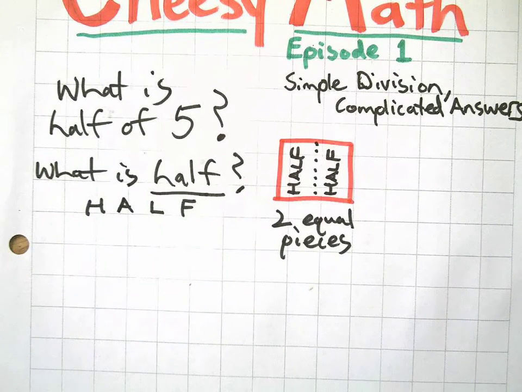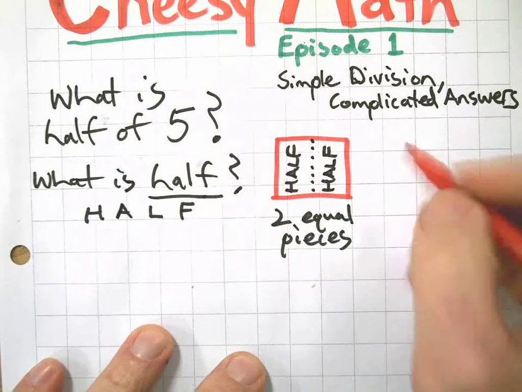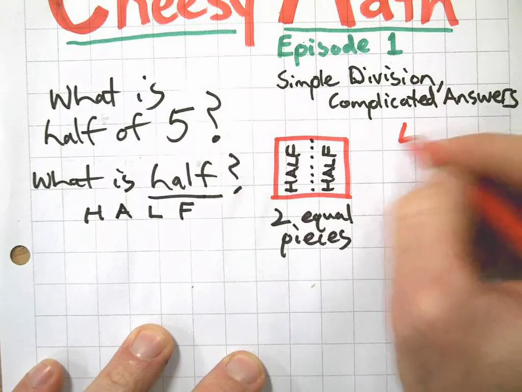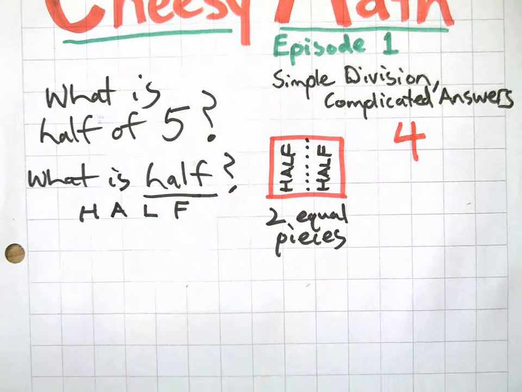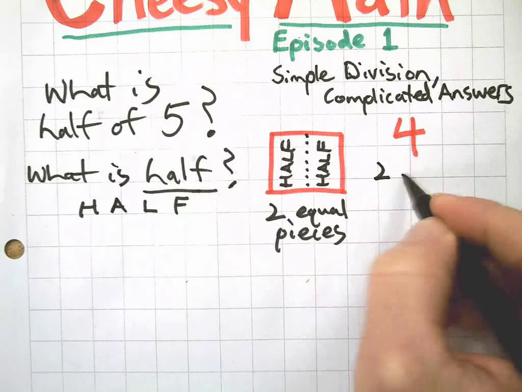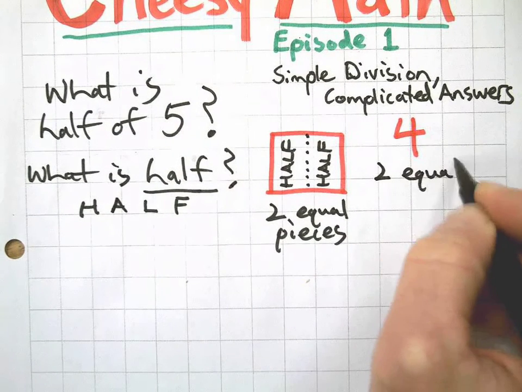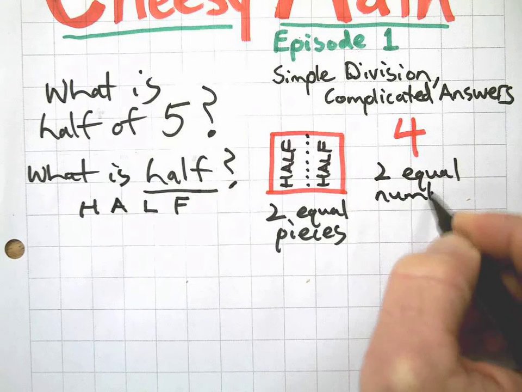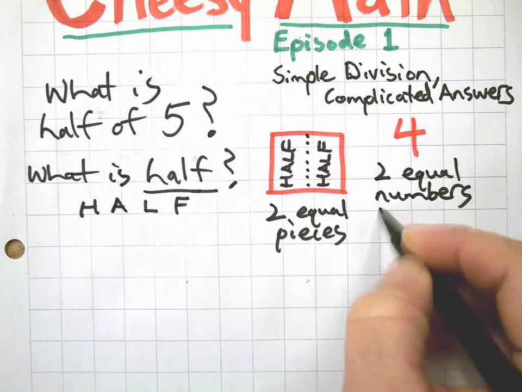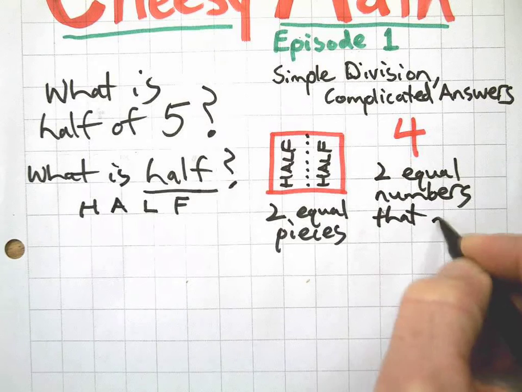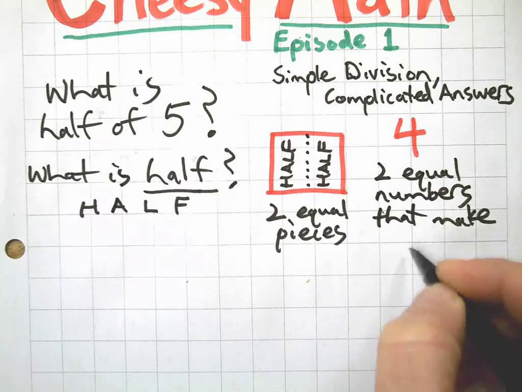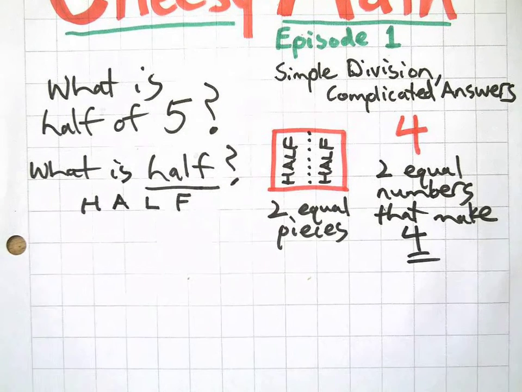Okay? Now when it's a number, like say a number 4, then half is going to be 2 equal numbers to make the big number. 2 equal numbers that make 4 in this case, right? So sometimes that's harder to figure out.